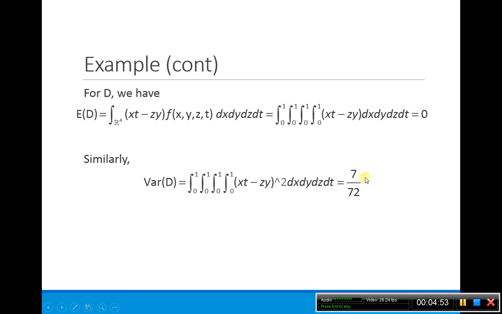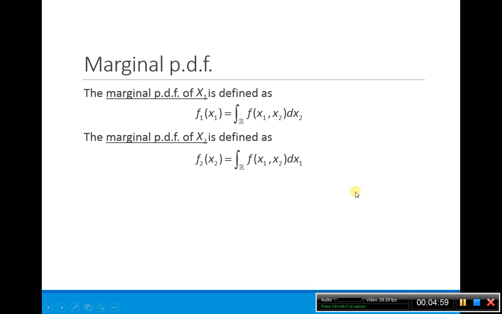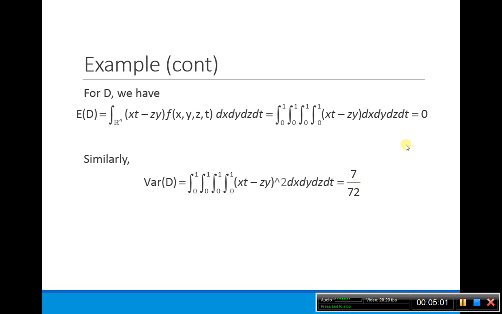If we integrate this, we're going to get 0. For the variance, we're going to integrate this thing squared, and then the variance is going to be 7 over 72. So the mean for our D is 0, and the variance is going to be 7 over 72.